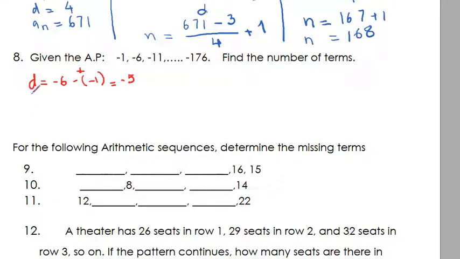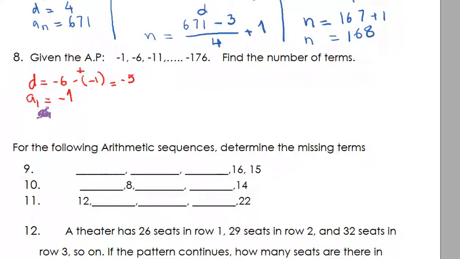What else do you know? Look at this sequence. What information can you get from this sequence? Well, a sub 1 is a very important term here. a sub 1 here is negative 1. This is also the first term of the sequence.